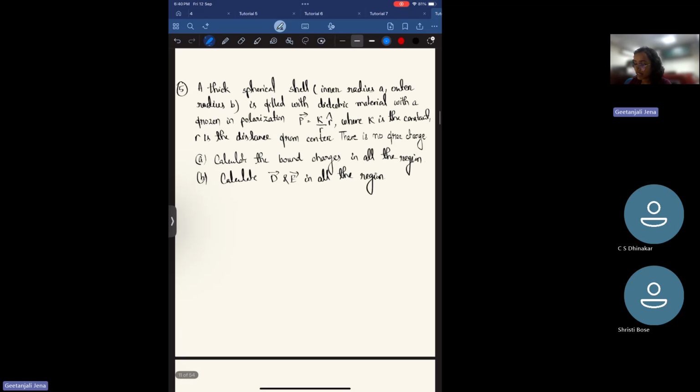So this is based on the question you have asked, question number 4. It has two types of surfaces. There is a thick spherical shell. One is radius A, the other is radius B. The outer radius is B and the inner radius is A.